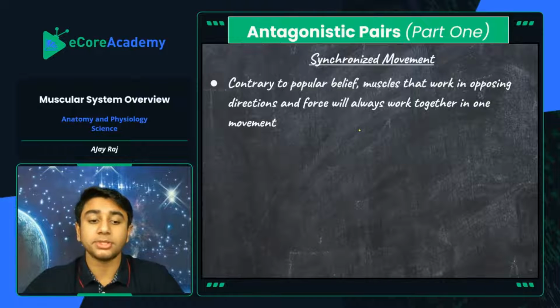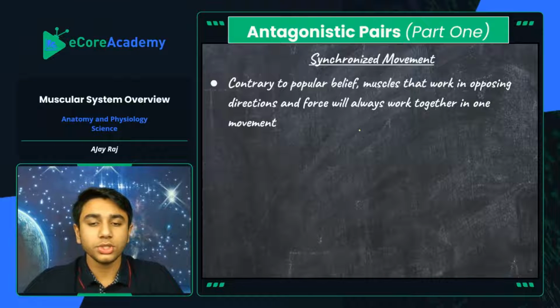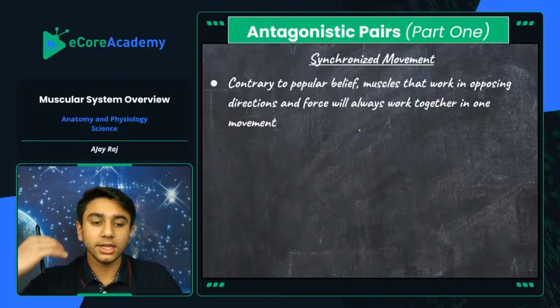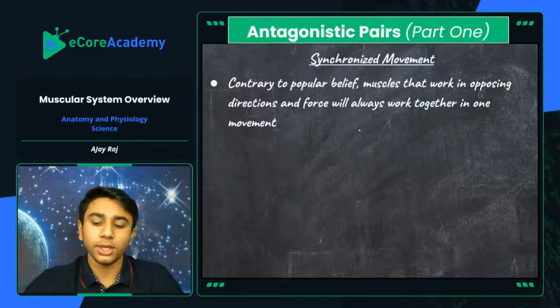It's opposite muscles working in the complete opposite direction with a complete opposite force. They will always work together in one movement directly. So they're always directly or indirectly related. In this case, they are directly related. So, for example, if you are doing a push-up, I'll explain that in the next one, but I'll save that.